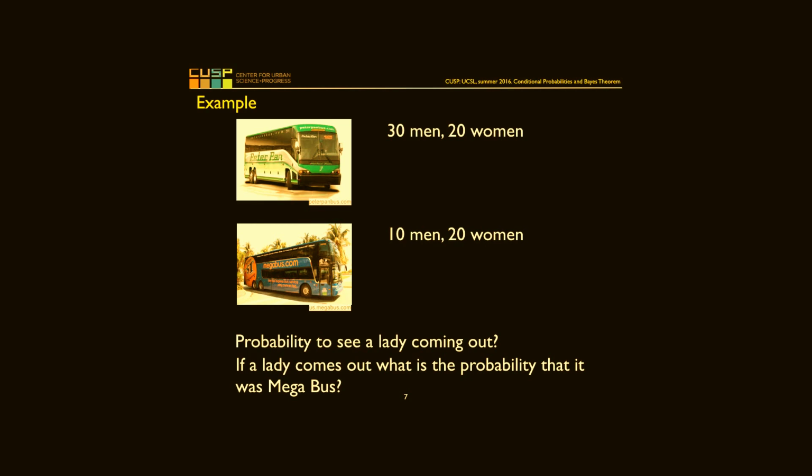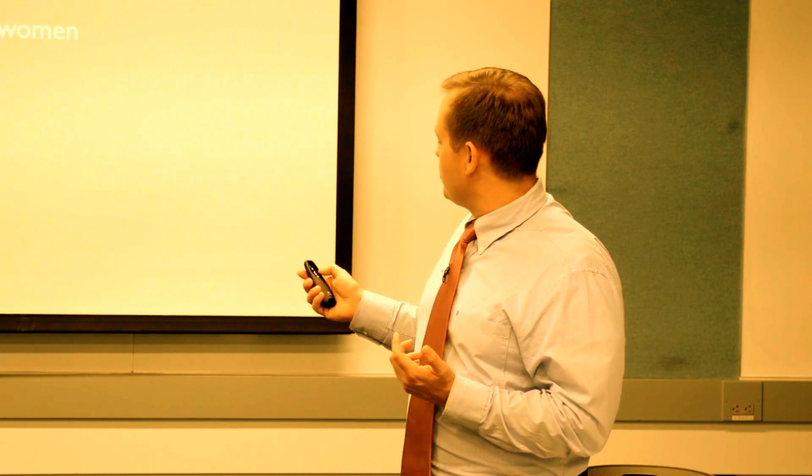Assume that you don't know which bus came, so for you it's 50% each: 50% that it is Peter Pan, 50% that it is Megabus. You're waiting next to the door, and you're questioning yourself, what is the probability of seeing a lady coming out? What is this probability? Well, one way of thinking might be, okay, what is the total?